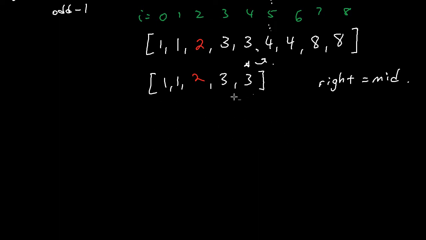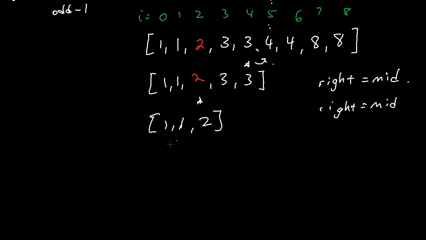Okay, so here we probe the middle again. Middle looks to be here. And again, this is an index of 2, which is even. So we check to see if the right side is the partner. And here the right side is not the partner. So that tells us, the error must be somewhere on the left side. So again, we do right equals mid, and we get 1, 1, 2.